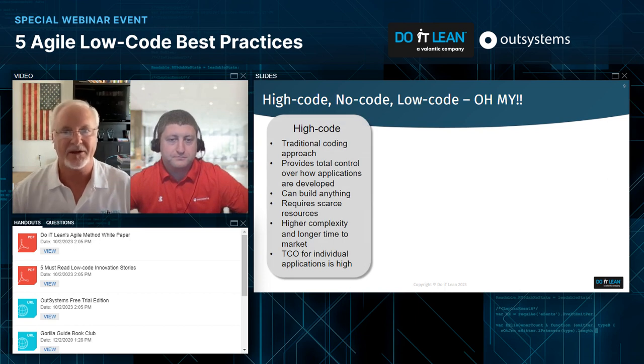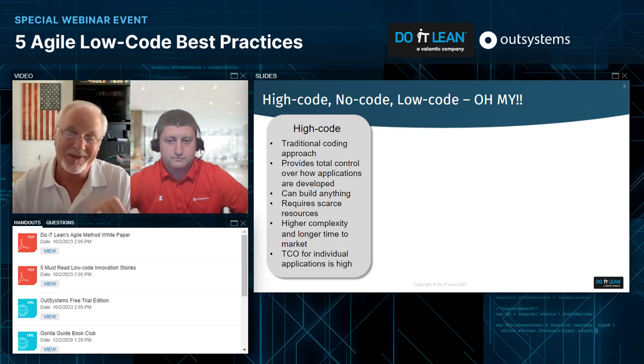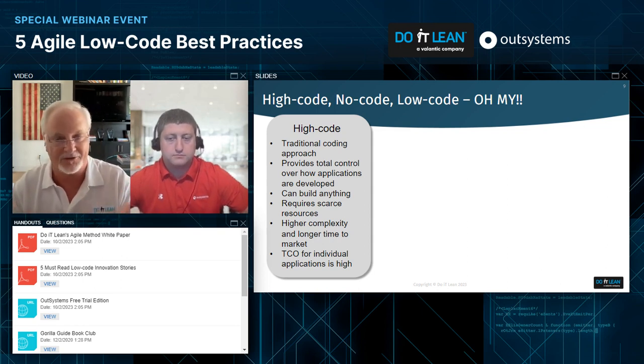First, there's what I like to call high code, or what the analysts call high code. This is traditional coding: .NET, Java, PHP, etc. The good news is it gives you total control over how your applications are developed. You can, quite frankly, build anything. But on the downside, typically full stack developers are scarce to find.